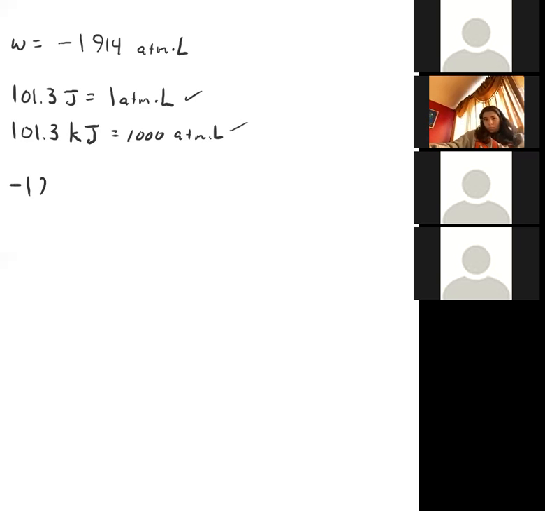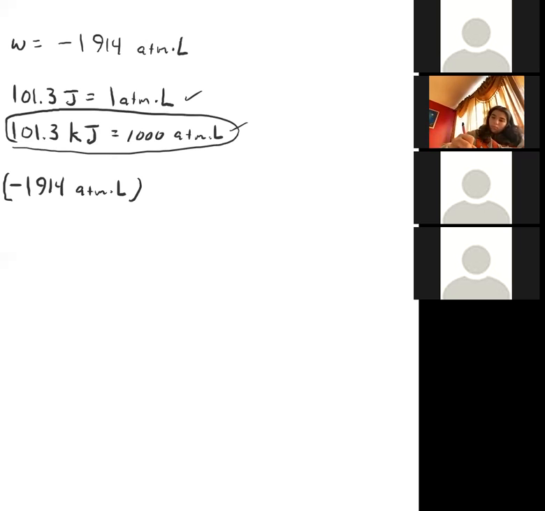Minus 1914 atmosphere liters. So there's your work. Now we're going to use the conversion. Let's do it in kilojoules. I'll do this one right here. We want to get it to kilojoules, so we want this in the top. We want to get rid of atmosphere liters, so we want this on the bottom. So times 101.3 kilojoules per 1,000 atmosphere liters. Okay. So now the atmosphere liters cancel, and you're going to have kilojoules.